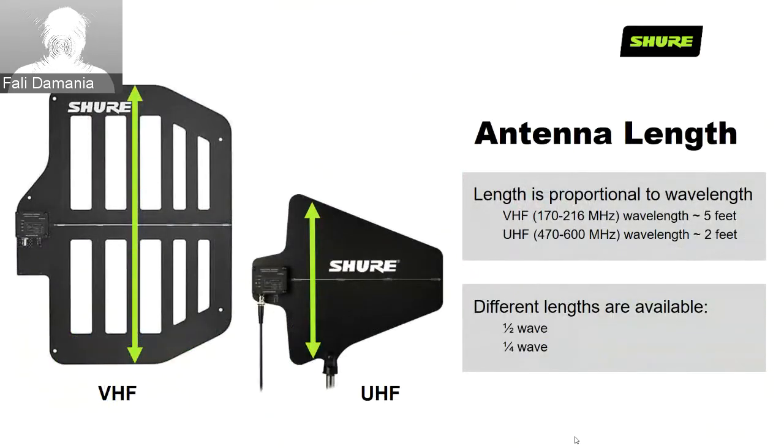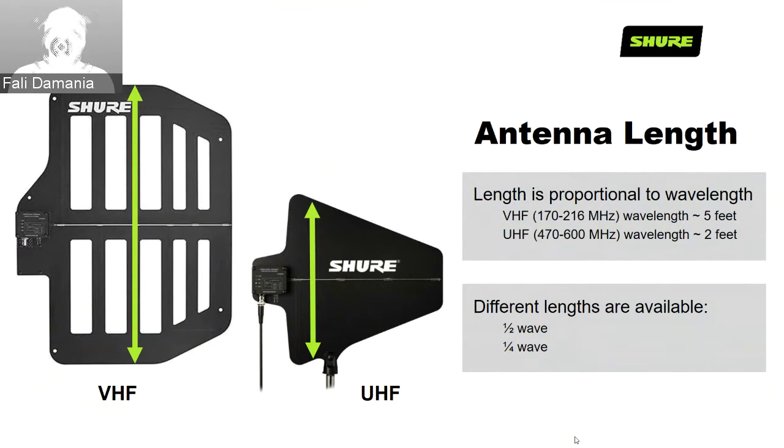So the very first is what's commonly known as a log periodic antenna. It is also commonly known as a fish plate, a paddle, various names like that. So in the picture down there, you have a UA847 with a little amplifier built onto it. The length of the antenna is proportional to the wavelength. In the case of a VHF antenna, which works in the range of 170 to 216 odd, the length of that antenna is actually around 5 feet.